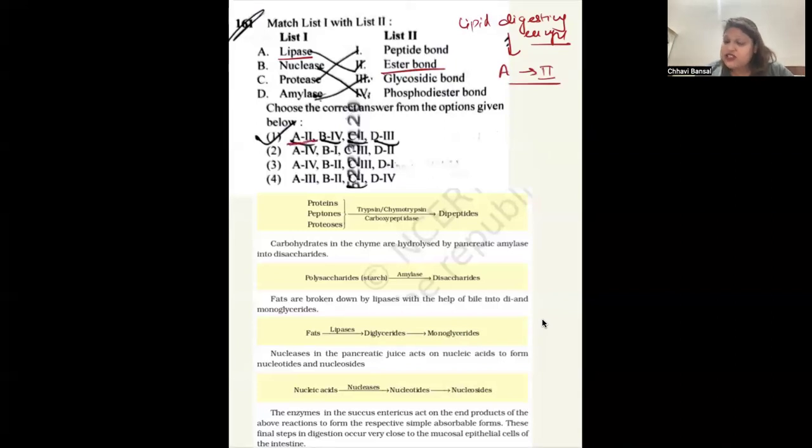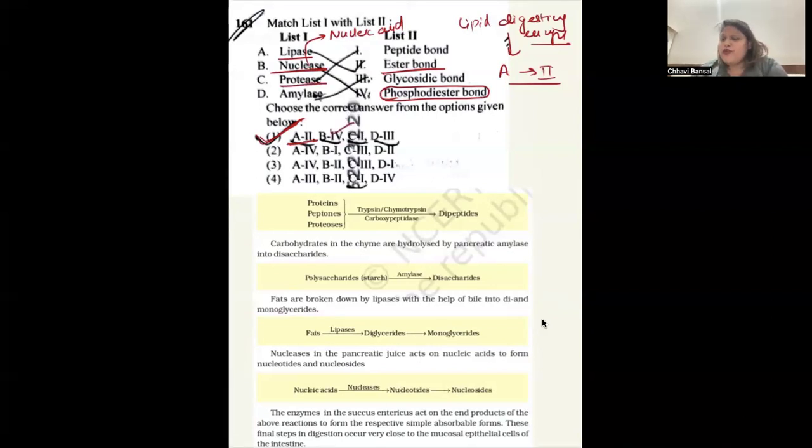If you see, according to this, our option 1 is correct. You need not even see the other options. But for understanding, let's understand. Nuclease digests nucleic acid. What is the bond between nucleic acid units? Phosphodiester bond, right? There is a phosphate group that attaches two nucleotide units through an ester linkage. That's why it's called a phosphodiester bond. So for B, it's 4.